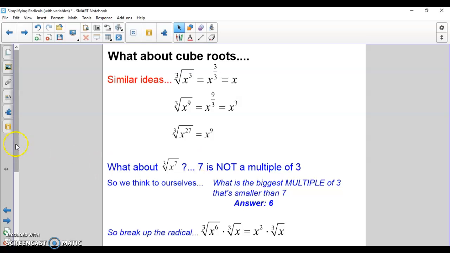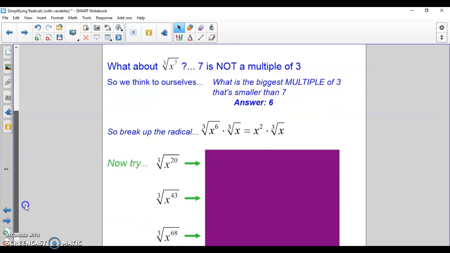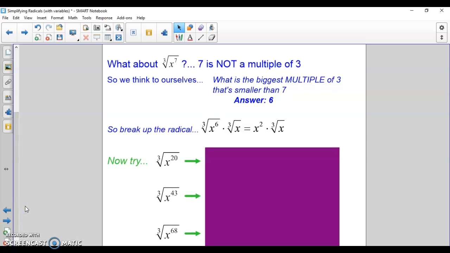Now, moving forward, what about the cube root of x to the 7th? 7 is not a multiple of 3. So instead of thinking about what's the biggest even number, we're thinking about what's the biggest multiple of 3 that's smaller than 7. That's 6. So we break up the radical, cube root of x to the 6th times the cube root of x. It only takes one more x to get back to the 7th. That's why I just put 1 in the second one.